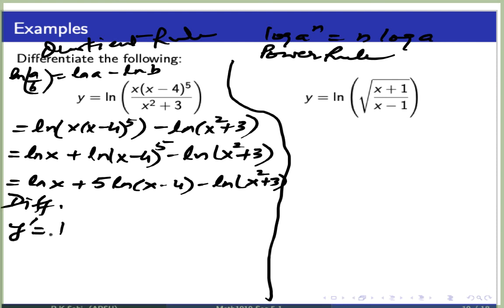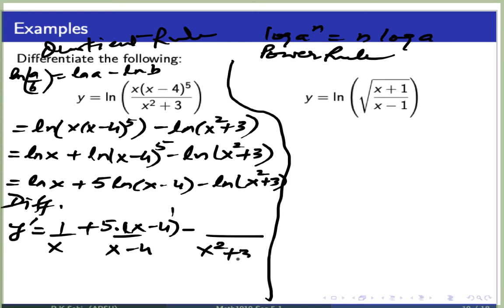Differential of natural log of x, 1 over x. Plus differential of 5 times this, 5 is a constant. The differential of this means 1 over x minus 4. And then you multiply by the differential of x minus 4. Minus natural log of x squared plus 3. X squared plus 3 is in the denominator, and then you take the differential of x squared plus 3.